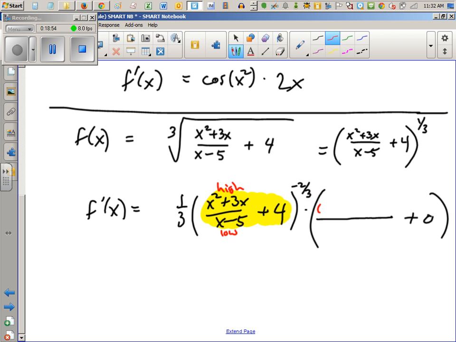So low is x minus 5. D high is 2x plus 3. Minus high, that's x squared plus 3x. D low, that's just 1. The derivative of the bottom there is literally just uno. All over what? Low squared. And remember, I'm not too strict about you cleaning it up. In fact, it's very hard to clean this up. There's not really that much you can do. If you want to FOIL some of this red, you can. But you're not going to be able to do anything with this other part, this part that has the weird power.